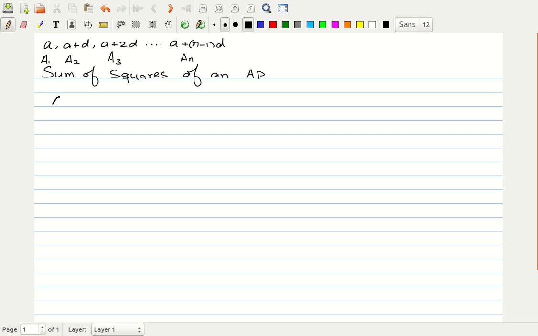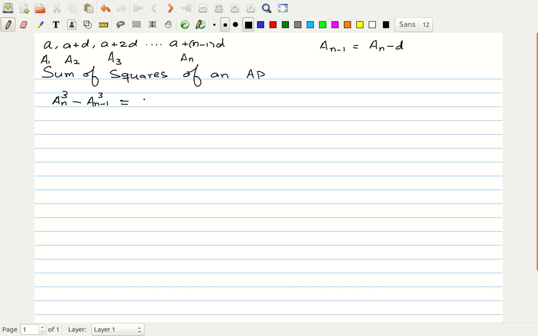an cube minus a(n minus 1) cube, right? So suppose we want to find out what is an cube minus a(n minus 1) cube. How can I write a(n minus 1)? I can write a(n minus 1) is equal to an minus d, right? Because the term which is just before an is going to be smaller by the common difference.